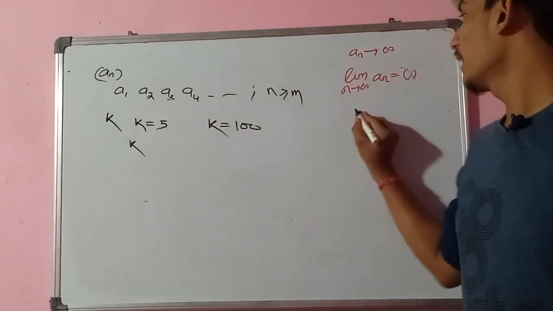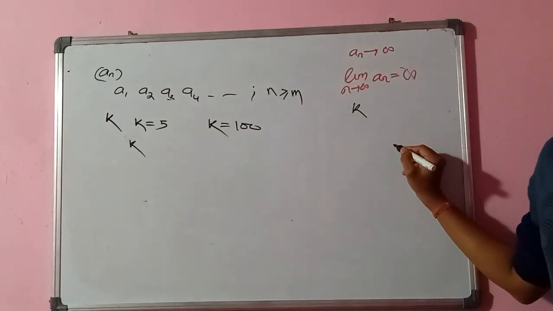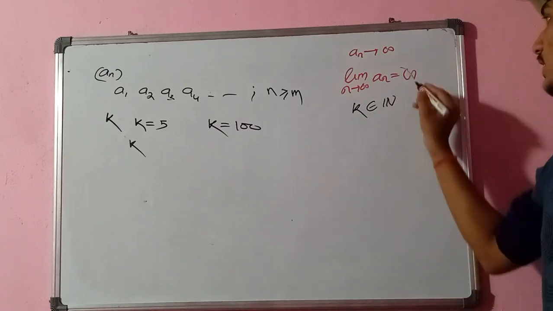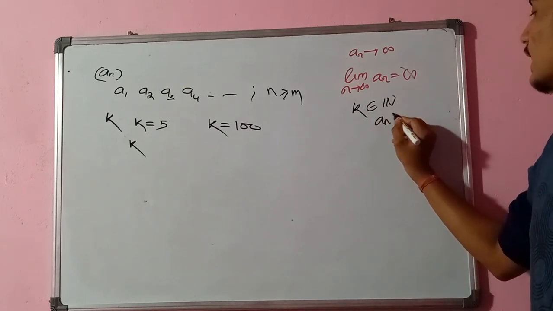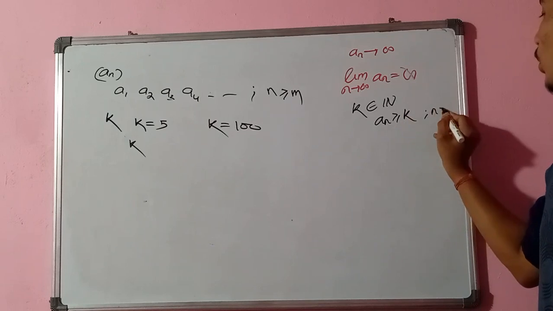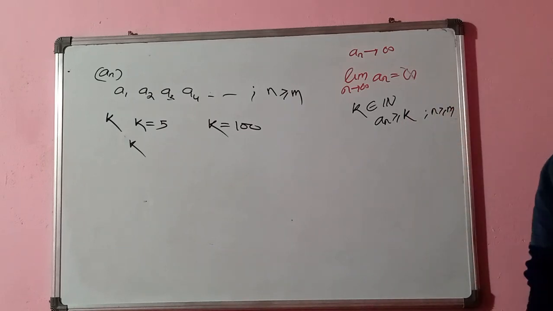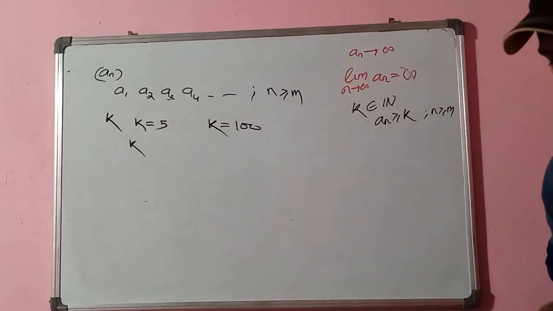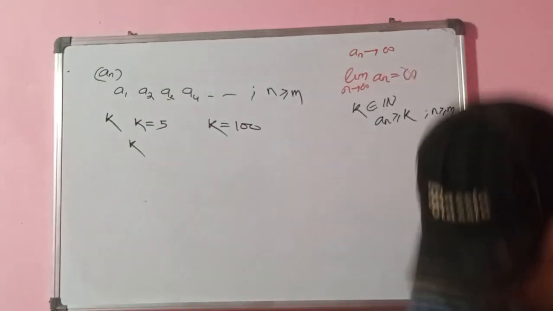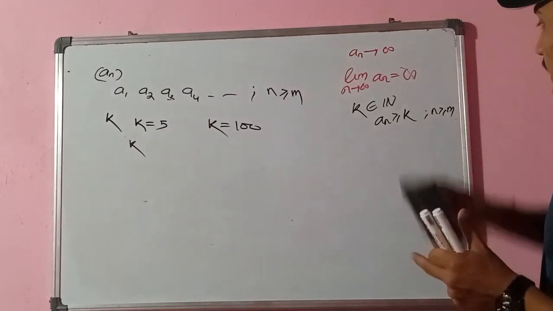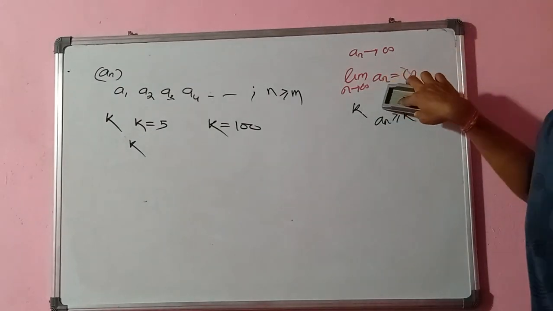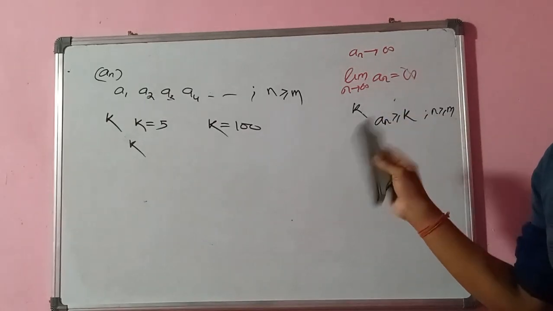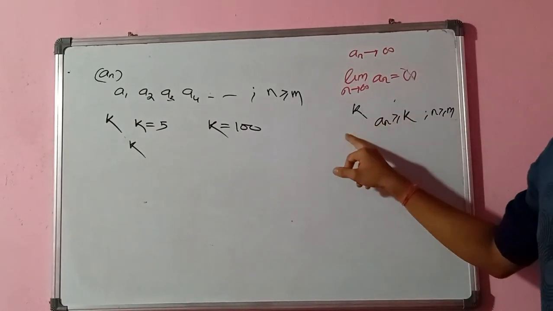If for every k, what can you write? My a_n is greater than equal to k for all n greater than equal to m. Understood? And just one thing, this k is not a natural number. K can be any real number, anything. You can take anything.